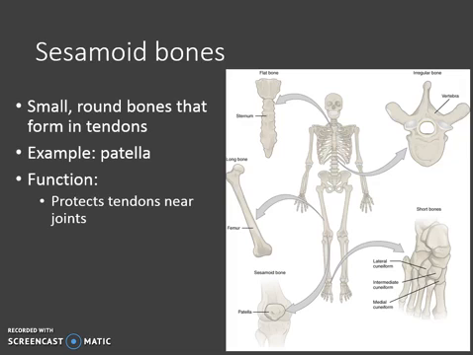And the main function is that it helps to protect the tendons near those joints. Think about your knees, you've got lots of tendons there. It's a very active joint, and so your patella helps to provide a little bit of extra protection.